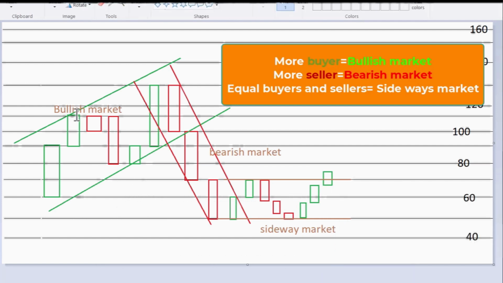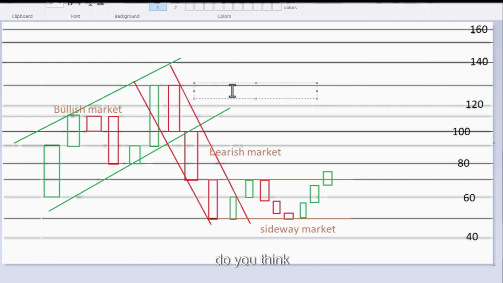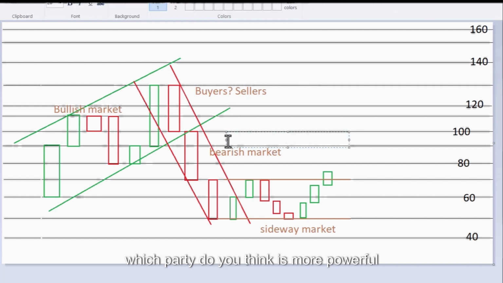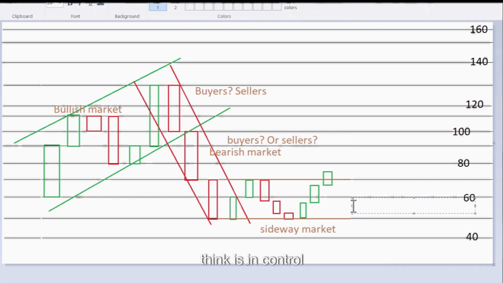Let me ask you a question. In a bullish market, which party do you think is in power? Do you think the buyers are in control or the sellers are in control? In the bearish market, which party do you think is more powerful or has control of the market? Buyers or sellers? In the sideways market, which party do you think is in control? The buyers or the sellers?